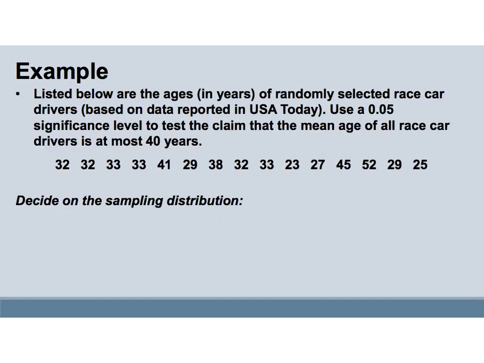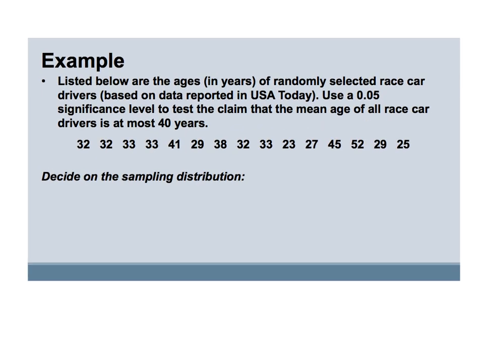Alright. And then I think this is the last example. Let me look in the notes real quick. Yes, this is the last example for part B. Okay, listed below are the ages in years of randomly selected race car drivers based on data reported in USA Today. Use a .05 significance level to test the claim that the mean age of all race car drivers is at most 40 years.